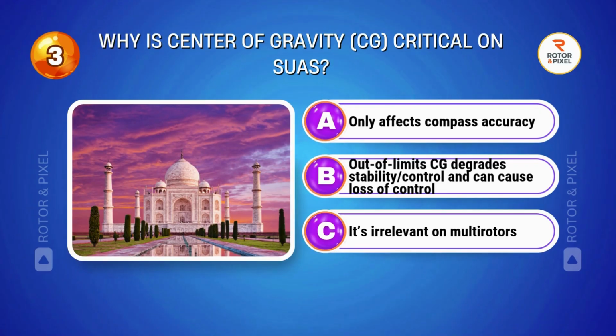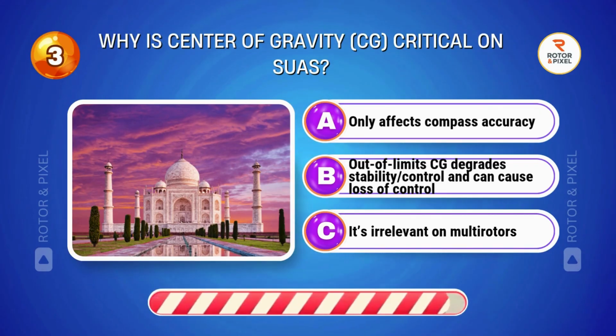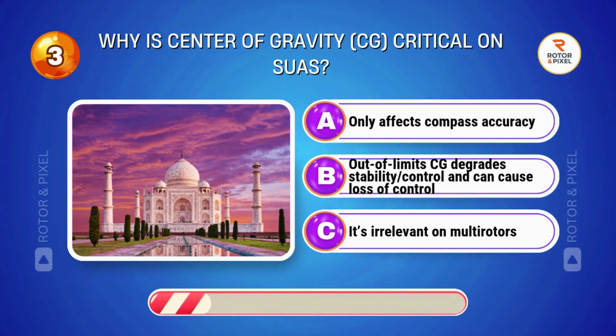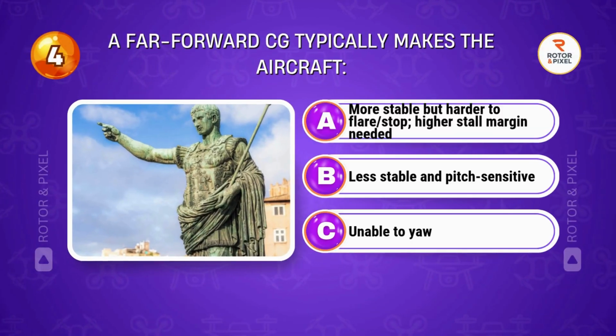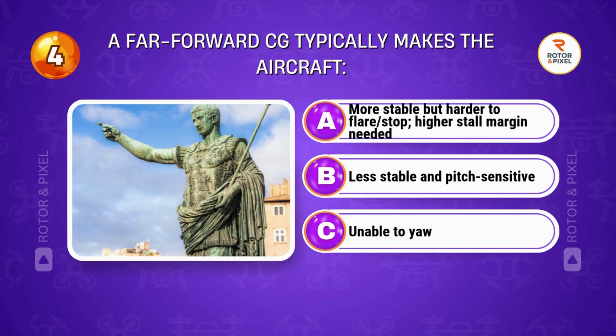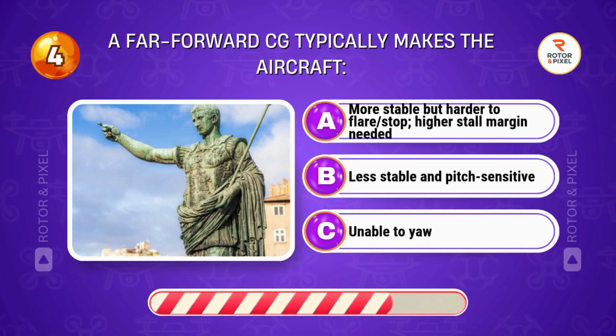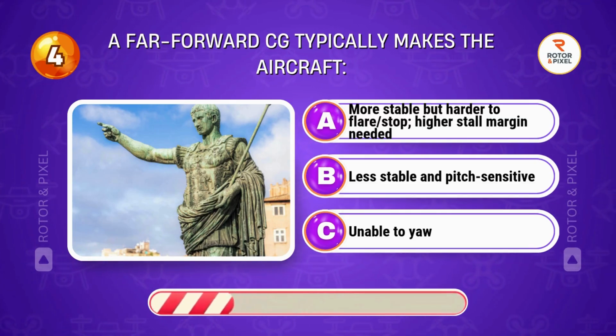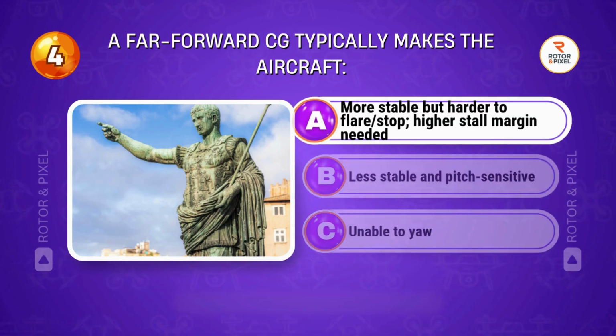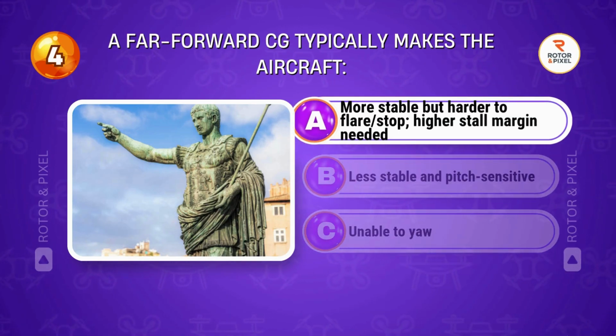Why is center of gravity, CG, critical on SUAS? Answer B, out of limits CG degrades stability/control and can cause loss of control. A far forward CG typically makes the aircraft Answer A, more stable, but harder to flare, stop.